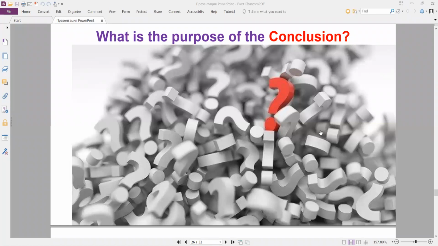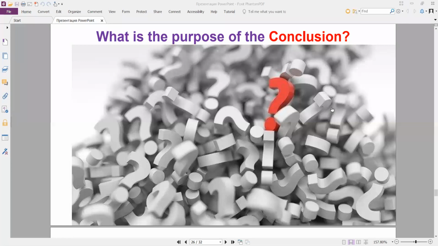Okay, summarize results. Conclusion summarizes final comments and provides recommendations for further research to improve the study.